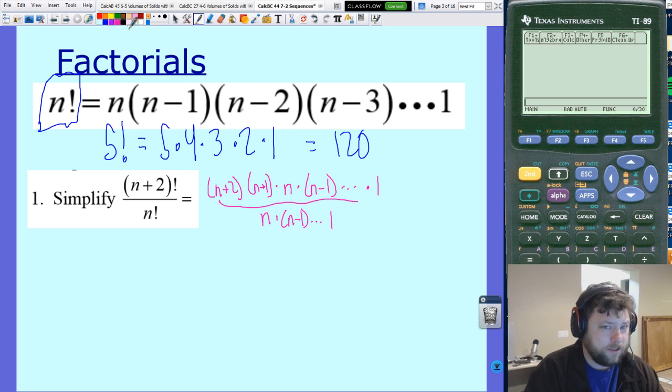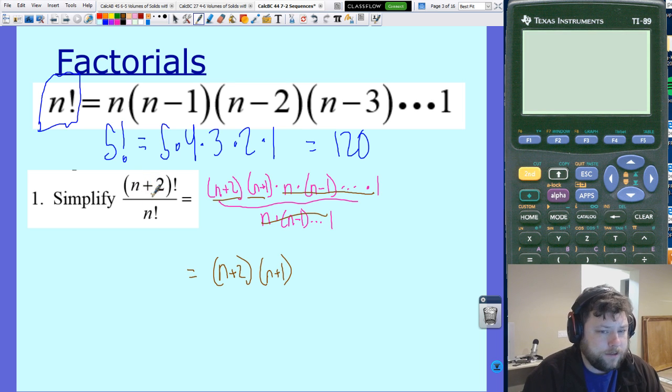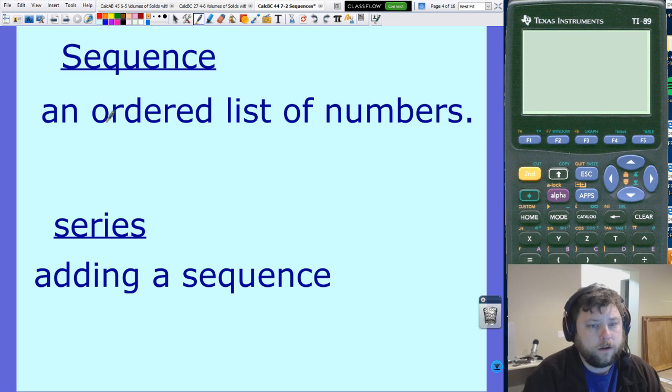What cancels? Well, everything on the bottom cancels with most of the things on top, except these two. So the answer is n plus 2 times n plus 1. One thing to note here, you're going to have to do this kind of canceling a bunch.